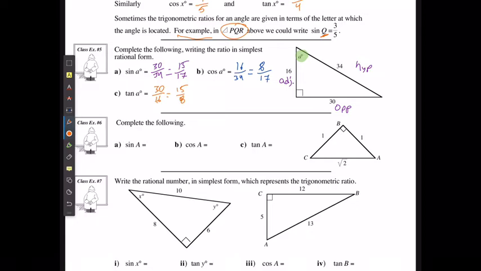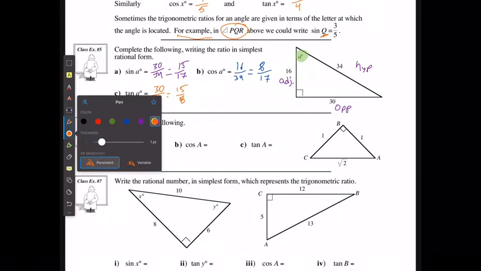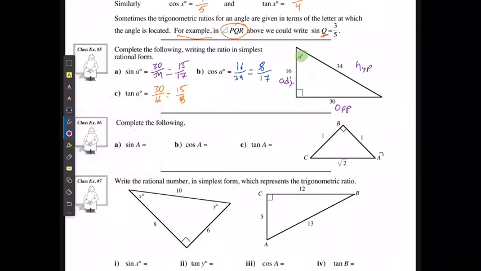If I am doing the same thing in example 6, it's saying complete the following for sine, cos, and tan of A. Here's my angle A, so this is the angle that I am referencing. And once again, I can state that this is going to be my hypotenuse, this is going to be my opposite, and this is going to be my adjacent in terms of A.